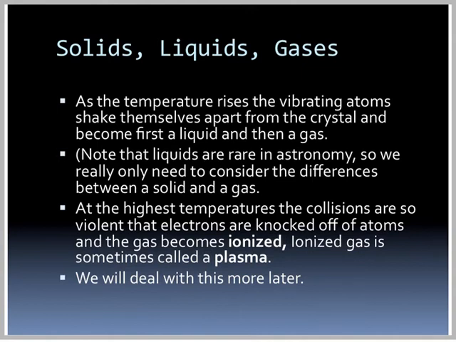and gases. Now, at even the highest temperatures, the collisions are so violent that two atoms can knock the electrons off of each other and the gas becomes ionized. An ionized gas is sometimes called a plasma, and we'll deal with this more later.